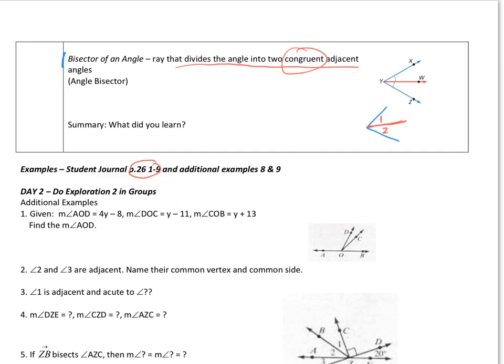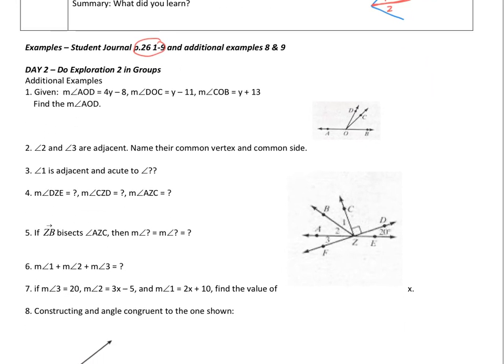On this first one, it says, given that the measure of angle AOD is 4y minus 8, and the measure of angle DOC is y minus 11, and the measure of angle COB is y plus 13, we have to find the measure of angle AOD. Well, how can I do that? Well, I know that a straight angle adds up to be 180.